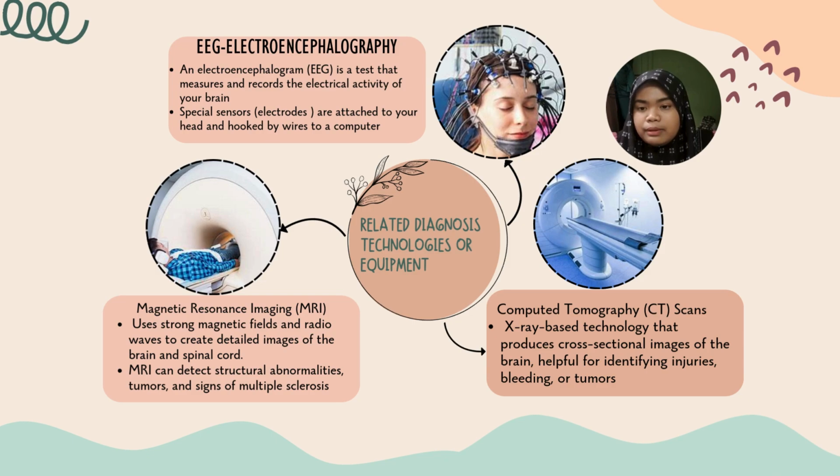Magnetic resonance imaging or MRI uses a strong magnetic field and radio waves to create detailed images of the brain and spinal cord. MRI can detect structural abnormalities, tumors, and signs of multiple sclerosis.